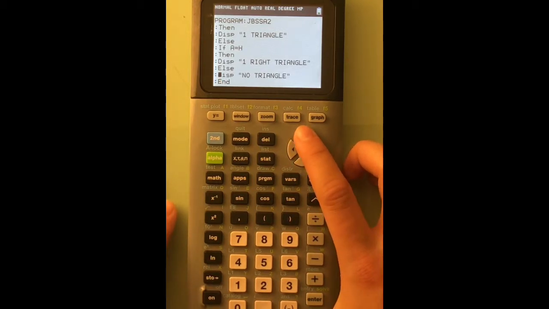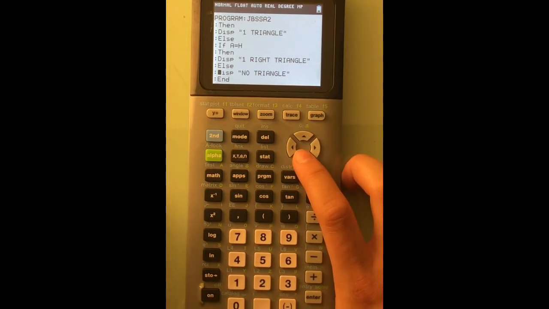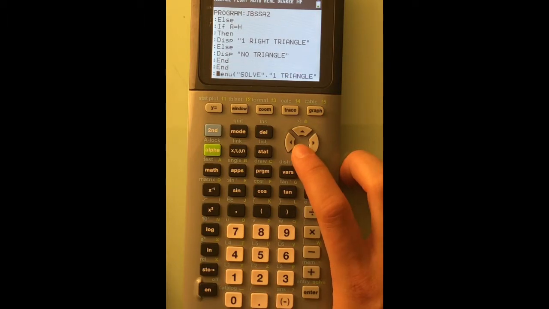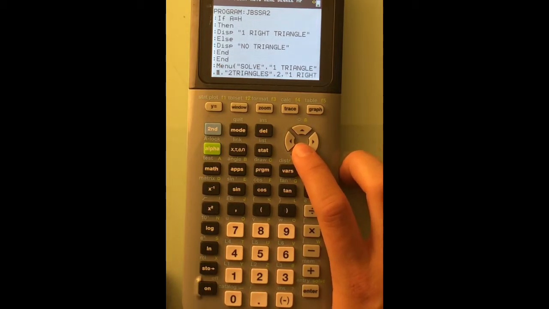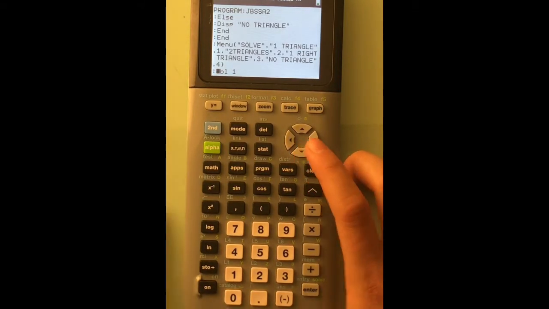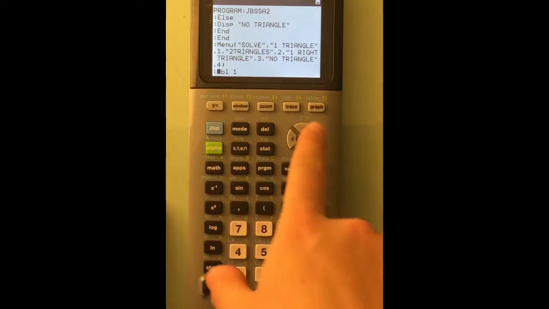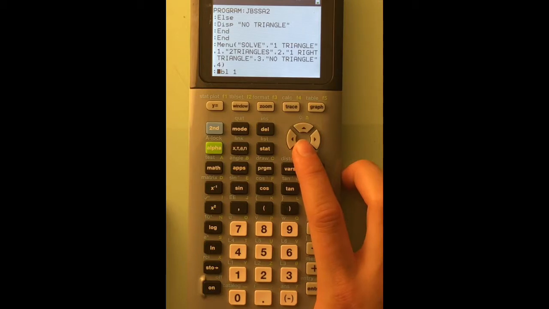So this is all going to be if, then, and else statements, and then once you've gotten to the end, having these four possible outcomes, you're going to hit end. And you're going to do that twice, or else it doesn't run properly. So now we're going to make a menu, and so the title of the menu will be solve, and then we have all the different possibilities. So one triangle, two triangles, one right triangle, and no triangles.